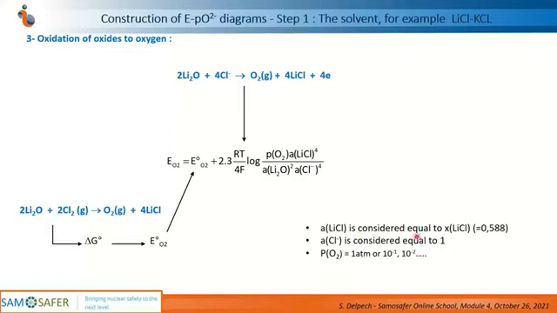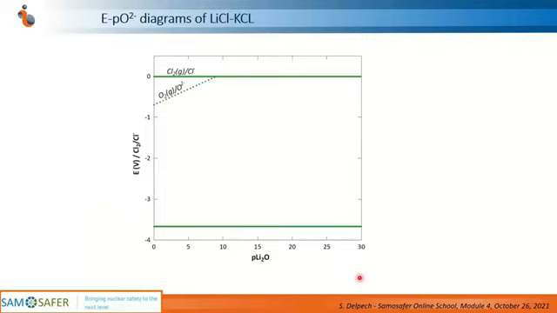The activity of lithium chloride is considered equal to its mole fraction. The activity of chloride ions is considered equal to 1. And the value of the vapor pressure of oxygen is introduced as we want. We have to put 1 atmosphere or 10 to minus 1, 10 to minus 2 as you want. So finally, we have this diagram, which is the stability domain of lithium potassium chloride.